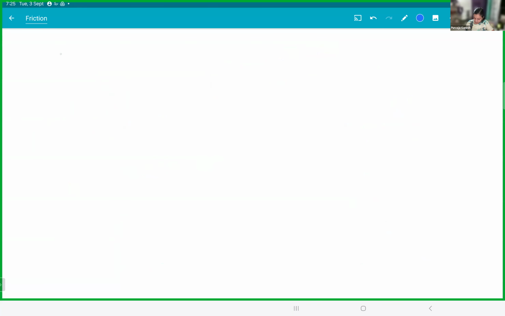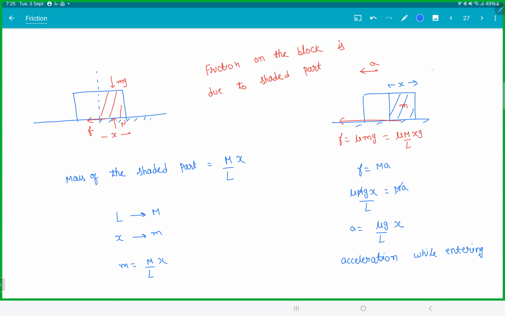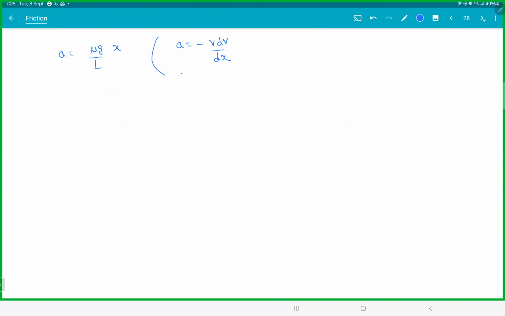So once we got the acceleration, a is equal to mu g by L into x. Remember, it is decelerating. a is minus v dv by dx. How do you know it is decelerating? Obviously, speed is forward, acceleration is backward. This you have to be careful about. Whenever you know the system is decelerating, it's minus if a and v are opposite. So minus v dv by dx. Kinematics, everyone. Integrate. Calculus. Minus mu g by L x dx.